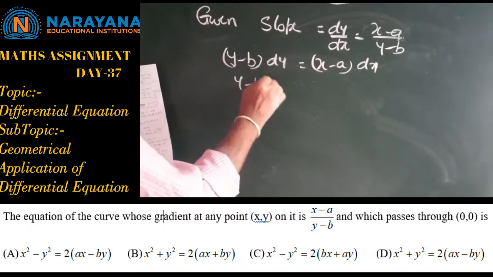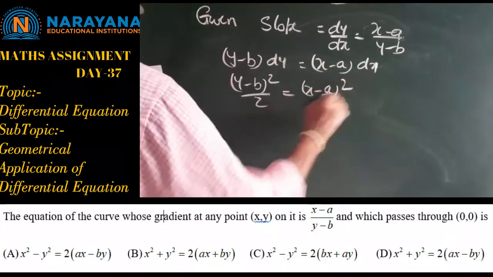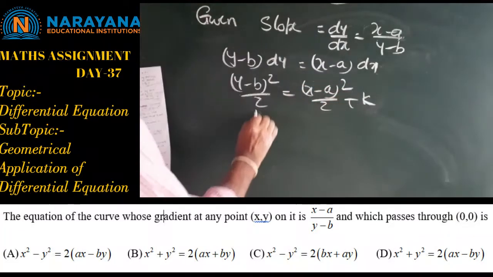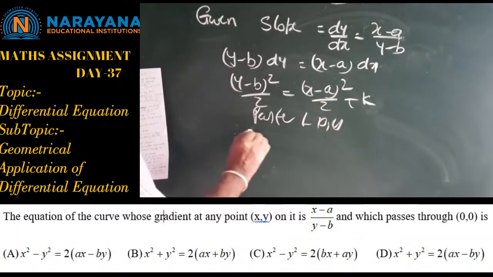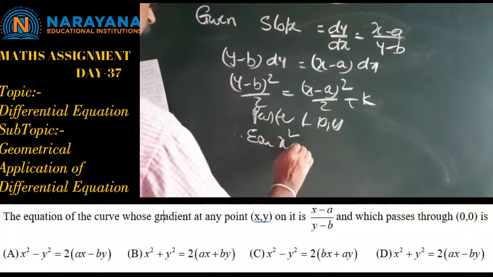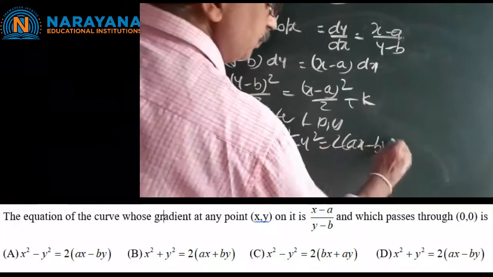Integrating, we can get (y minus b) whole square divided by 2 is equal to (x minus a) whole square by 2 plus k. It passes through (0, 0). Therefore, the equation is x square minus y square equal to 2 into (ax minus by).